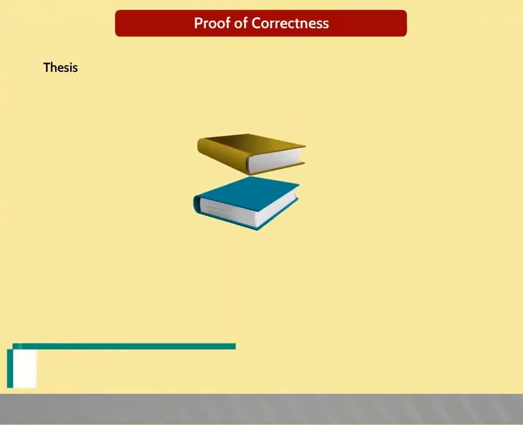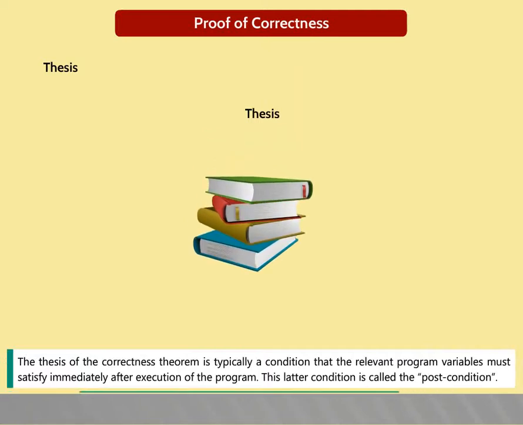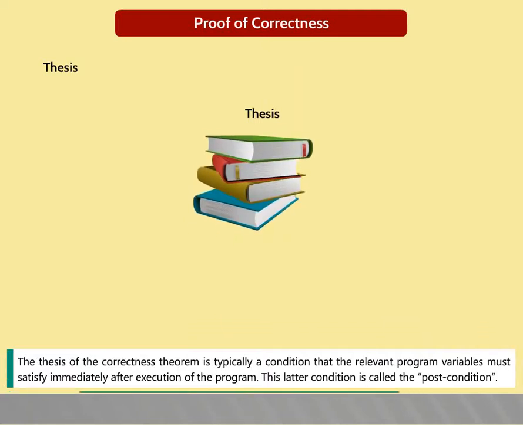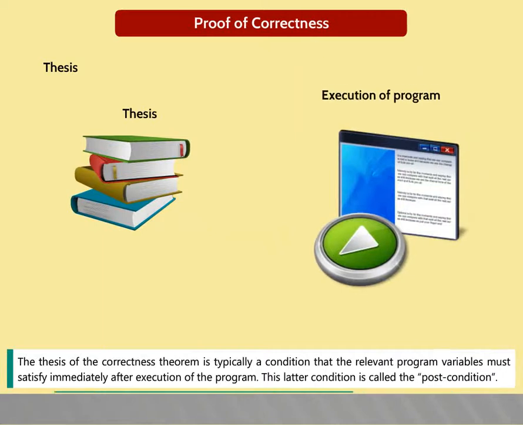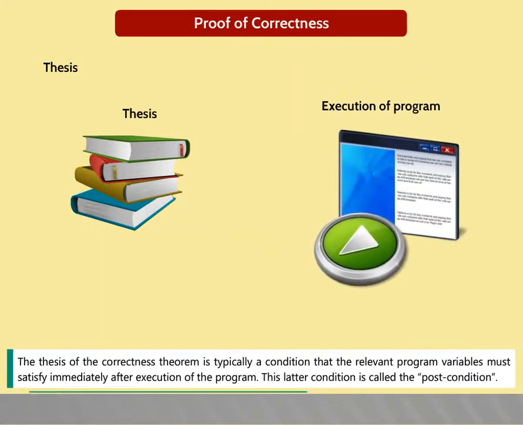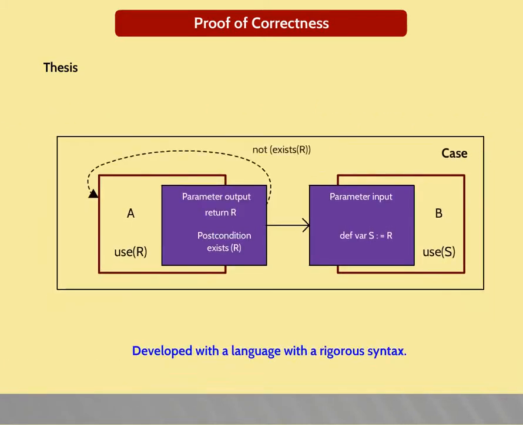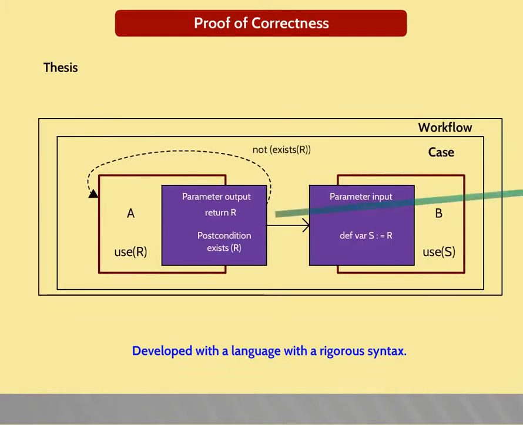Thesis. The thesis of the correctness theorem is typically a condition that the relevant program variables must satisfy immediately after execution of the program. This latter condition is called the post-condition. Developed with a language with a rigorous syntax.